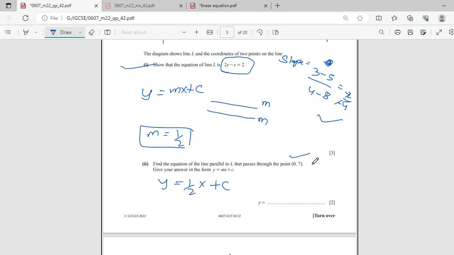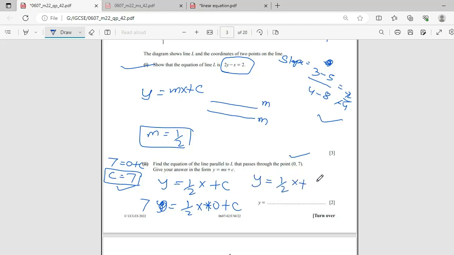Now it is passing through (0, 7). So x is 0, and the value of y is 7. Putting it in, y is equal to half x plus c: x into 0 is multiplication by 0. So 7 is equal to 0 plus c, or c is equal to 7. So we got the value of c. Now we have to substitute it back. So we write y is equal to half x plus 7. So this is our answer.